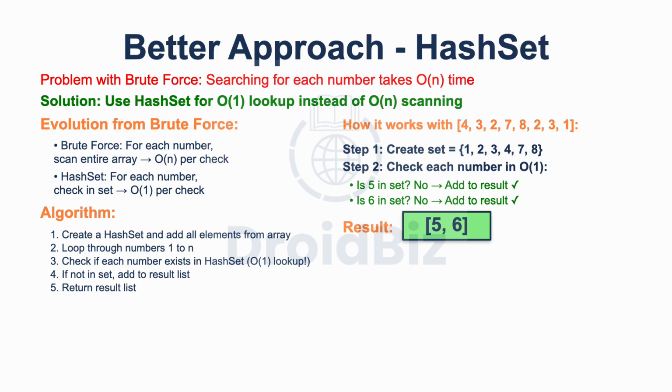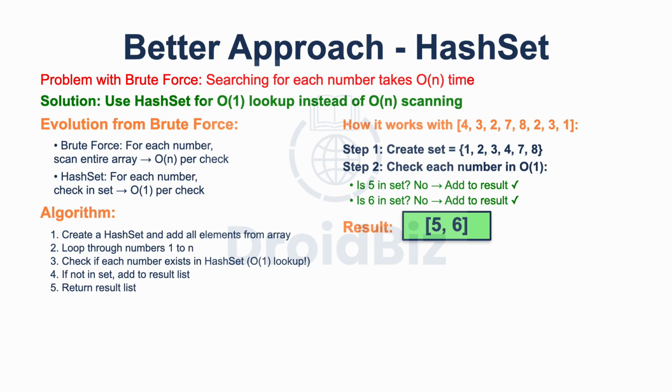This is big O of 1 lookup. Step 4. If the number is not in the set, add it to the result list. Step 5. Return the result list. Let's see how it works with the array 4, 3, 2, 7, 8, 2, 3, 1.